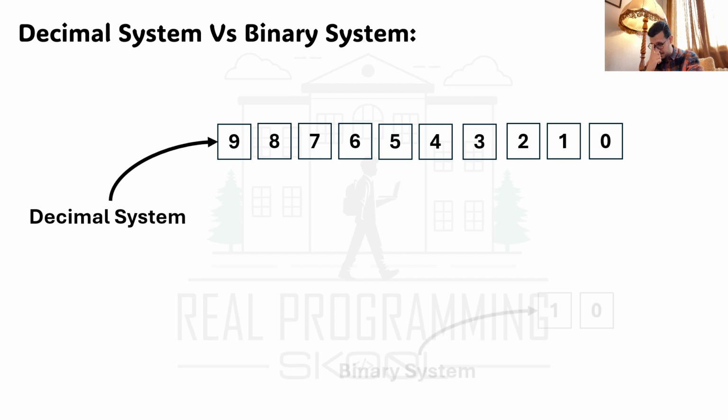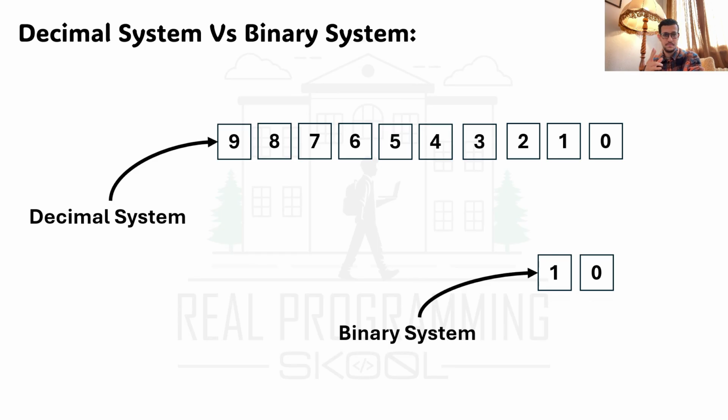The binary system is just base 2. They call it base 2 because it just has 0 and 1. It doesn't have 1, 2, 3, 4, just 0 and 1. For that, they call it base 2.